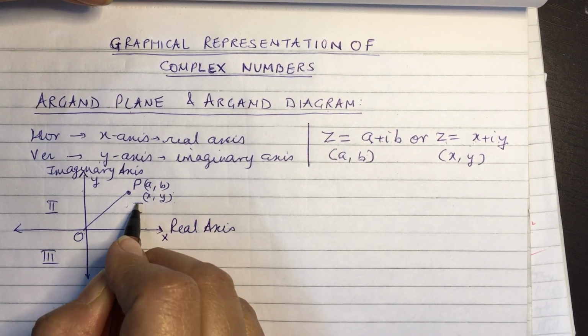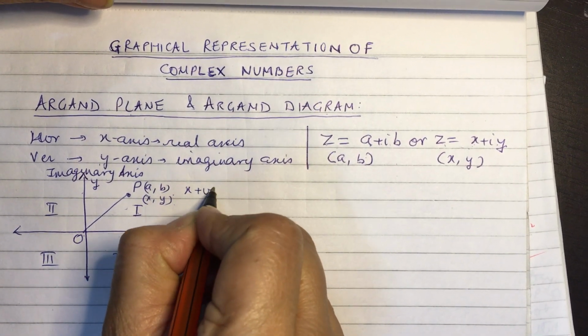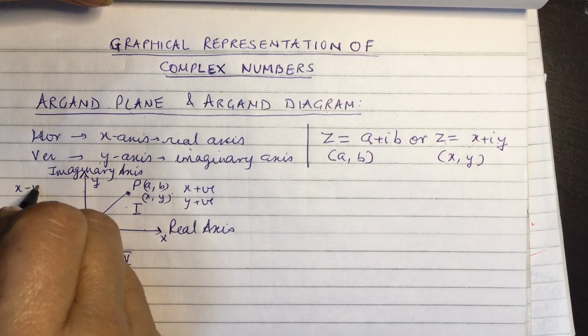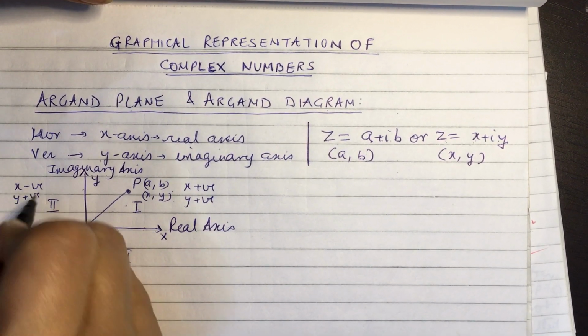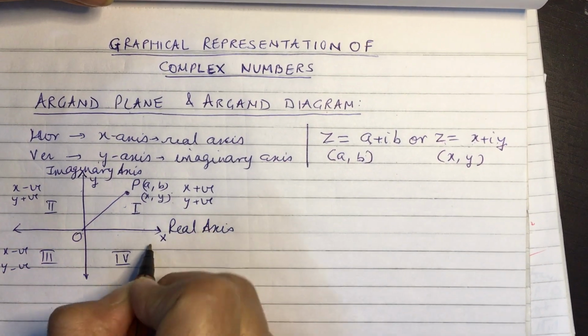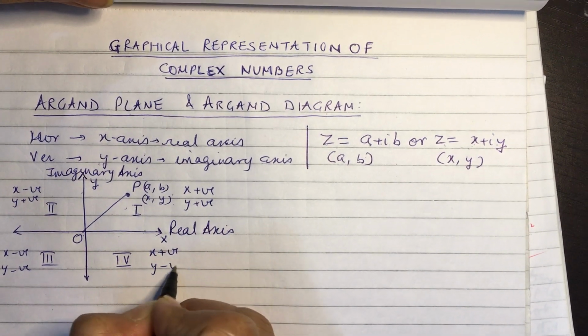So here in the first quadrant we have both x positive and y positive. Here in the second quadrant we have x negative and y positive. Here both x and y are negative, and here we have x positive and y negative.